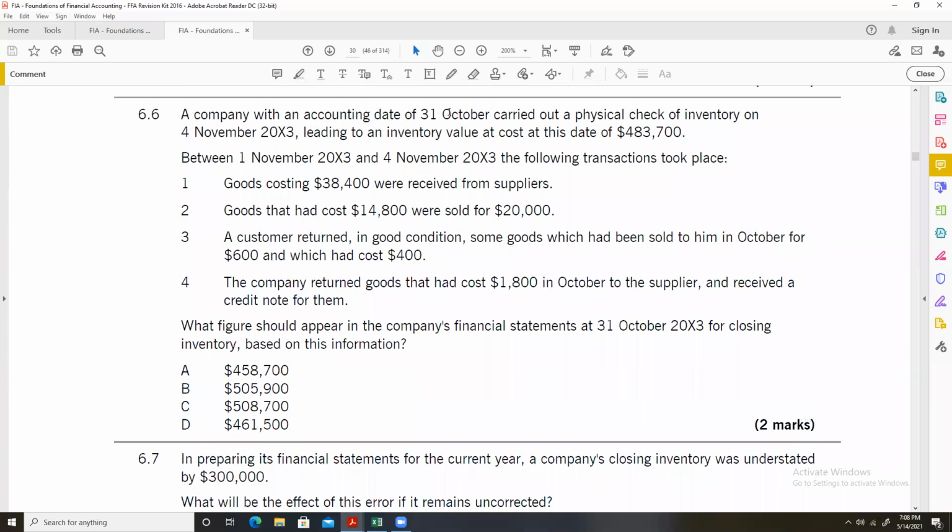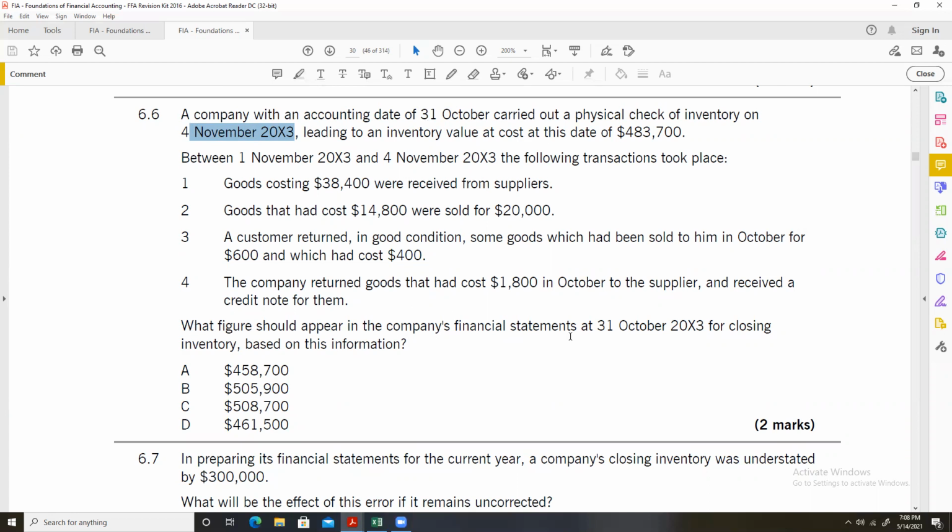A company with an accounting date of 30th October carried out a physical check of inventory on 4th November 2003, leading to an inventory value at cost at this date of how much? 483,700.